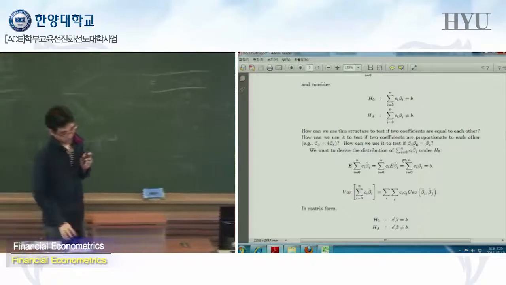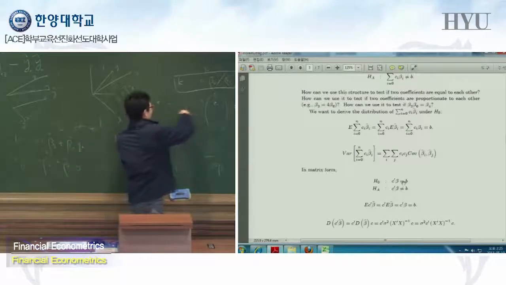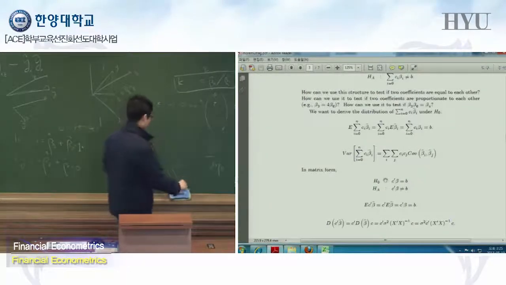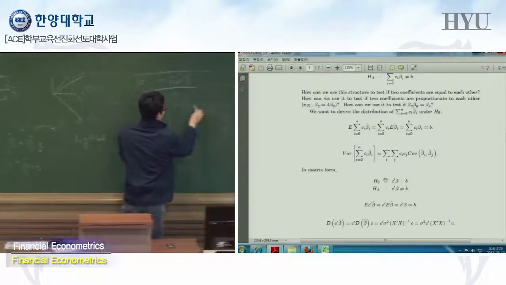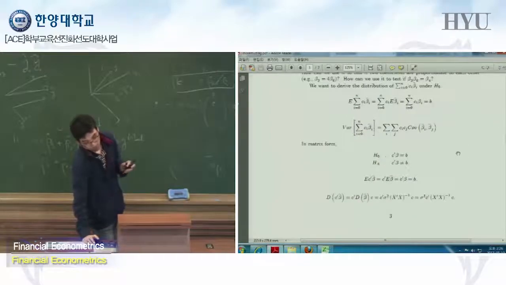Anyway, in matrix form, the null hypothesis is basically C prime beta equals B. Here this is C prime, this is beta, and this is B, and more generally we can say it is B. So in matrix form, if the null hypothesis is right, the expectation of C prime beta hat is C prime times the expectation of beta hat, but the expectation of beta hat is beta, and this should be equal to B.